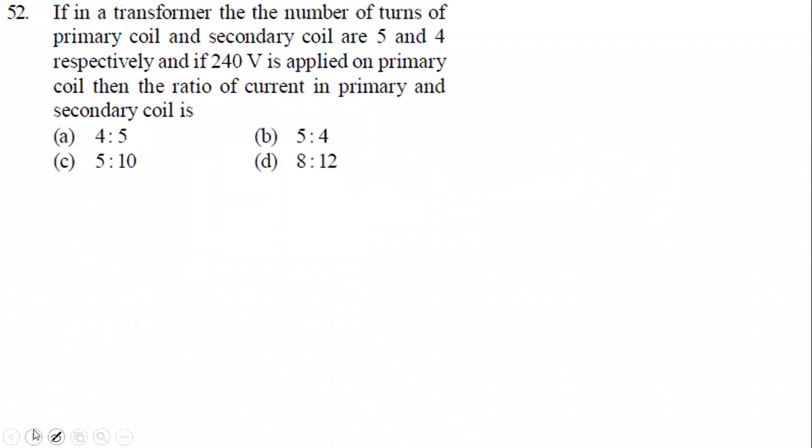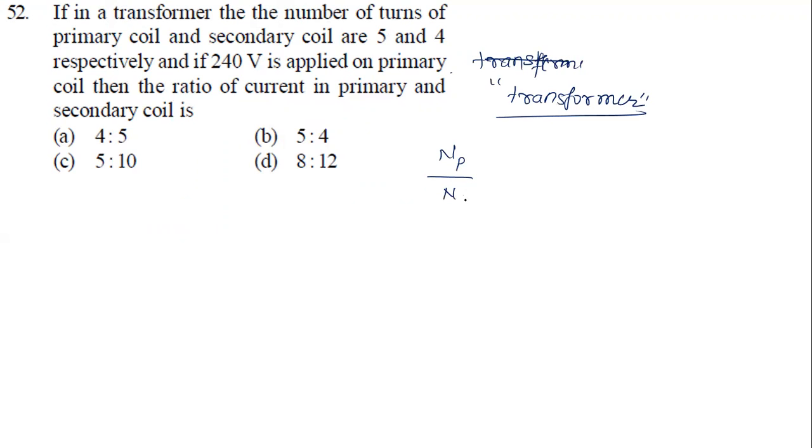Next question, question number 52. This question is based on the transformer, which we did in the last AC chapter. It is based on the turns ratio, a very simple thing; I'll do it in not even one minute. The numbers of turns in the primary and secondary coils are given: NP by NS is 5 by 4.